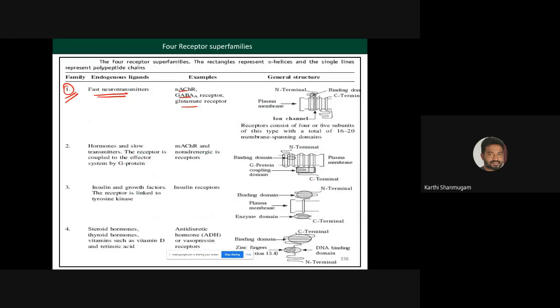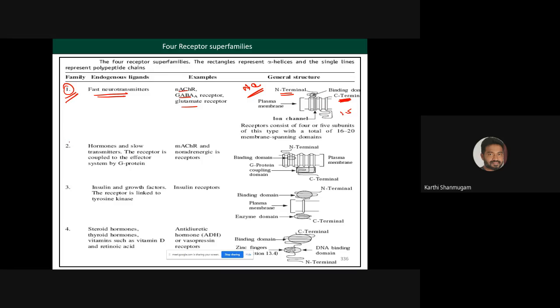The general structure we already discussed, right? The N terminal is present in the extracellular part, and the C terminal of this ion channel is also present in the extracellular region. So both the N terminal and C terminal are present in the extracellular region, and normally four to five transmembrane helices we can see. I think I already discussed the structural features.